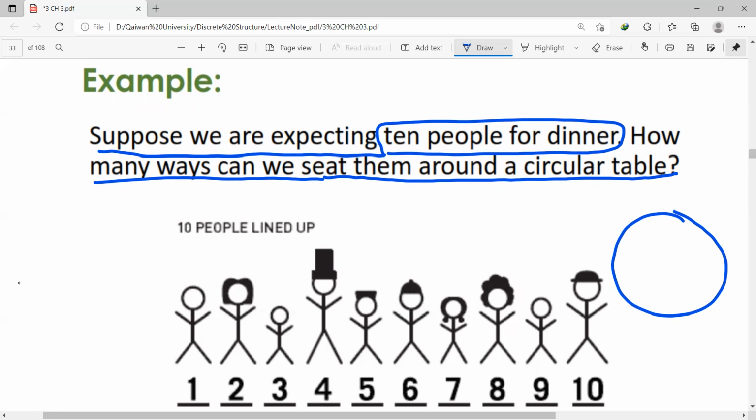It's 10 minus 1 factorial. It's n minus 1 because here we have 10 people, which means n is 10. If you want to arrange 10 people on a line, it's 10 factorial.